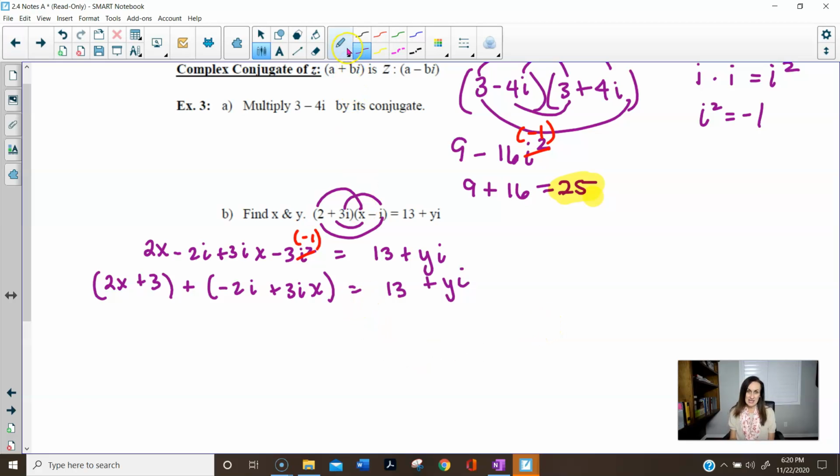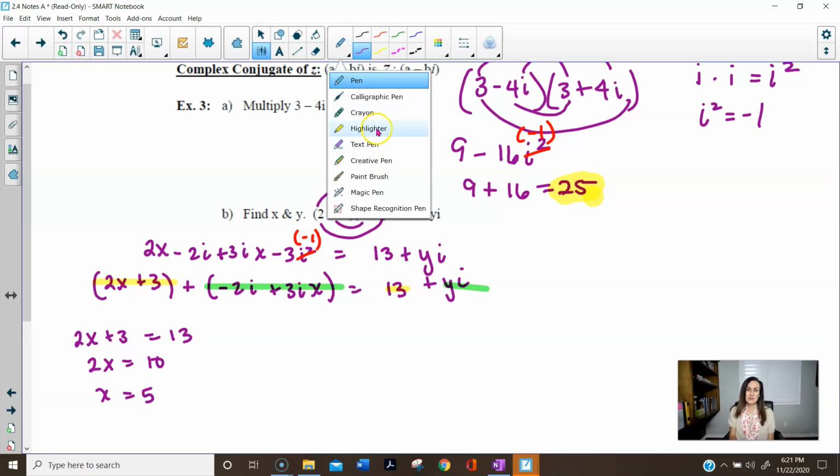Now, because I have an equal sign, then what I can do is I can take the real part and set it equal to 13, and I can take the imaginary part and set it equal to yi. So let's start with the real part. So the real part would be 2x plus 3 is equal to 13. And all we're going to do is solve for x. So you would subtract 3 over. So 2x is equal to 10. And so x is equal to 5.